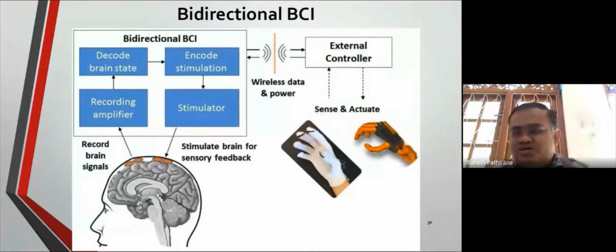And another coming discipline is what we call bidirectional brain-computer interfaces. That means you can influence someone else's or your own thinking patterns. Rather than just reading the mind, you can give some feedback. That means you can change the thoughts. So that is an emerging field again.